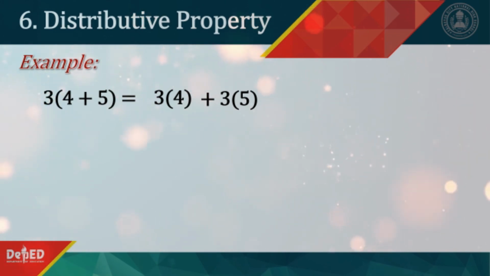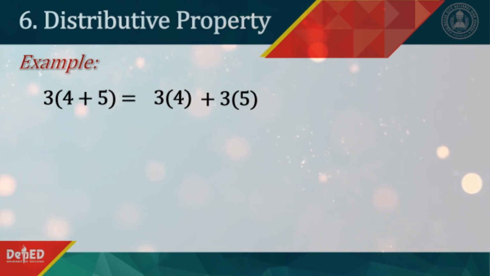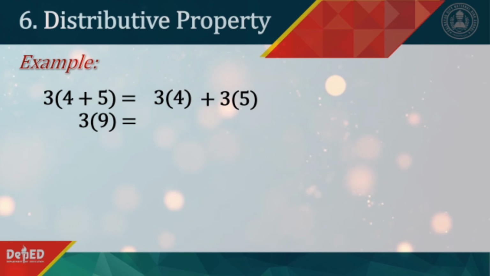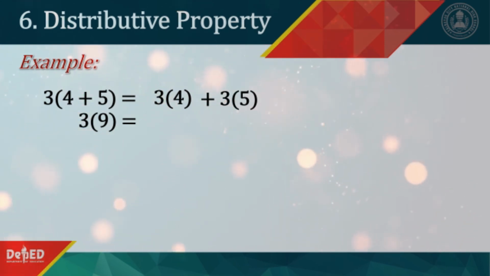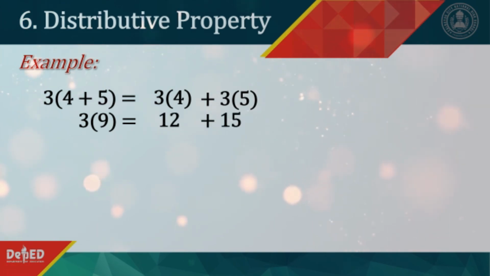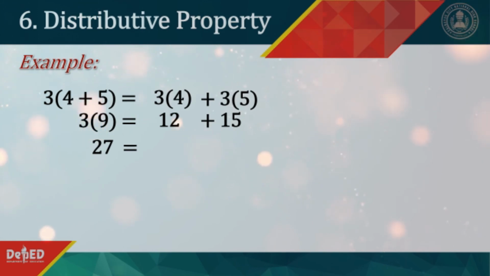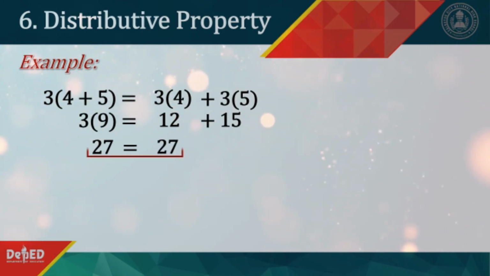Because on the left side of the equation, if we're going to calculate first those that is inside the parentheses, we come up with 3 times 9. And on the other side of the equation, we come up with 12 plus 15, which are equal because 3 times 9 is equal to 27 and 12 plus 15 is equal to 27 as well.